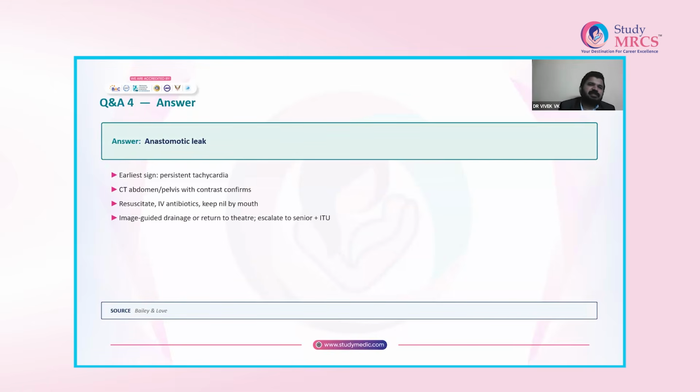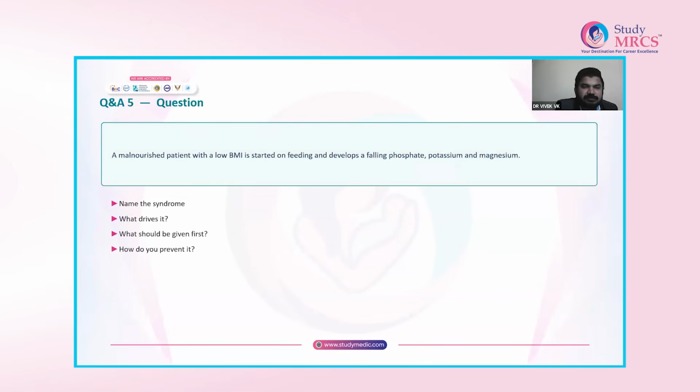So how will you treat? You have to resuscitate the patient, ABCD approach. In most situations, you have to take the patient back to the theatre for a relaparotomy. And obviously you have to escalate the problem to the senior and arrange ITU admission as well.